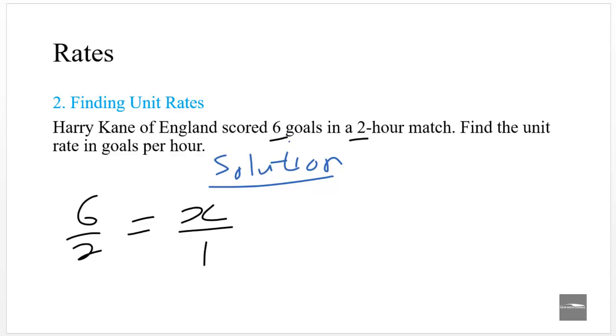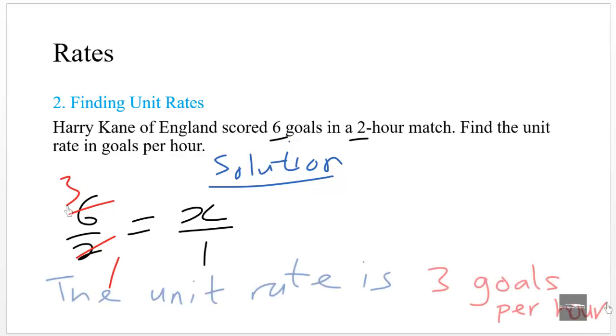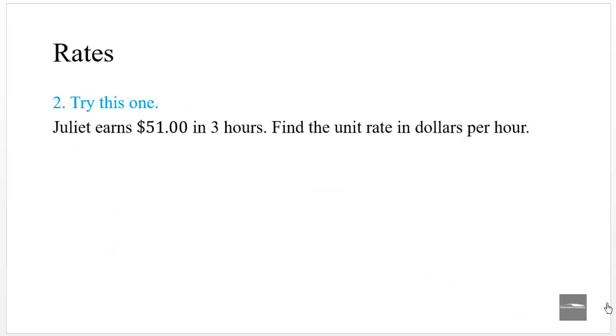So how many times will 2 go into itself? So 2 goes here 1 and 2 goes into 6 3 times. Hence, the unit rate is 3 goals per hour. Here is a question for you to try. Try this one and please leave your answer in the comments.